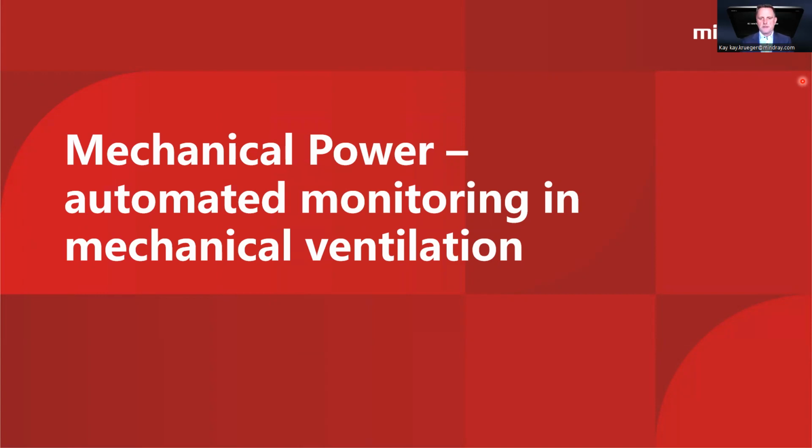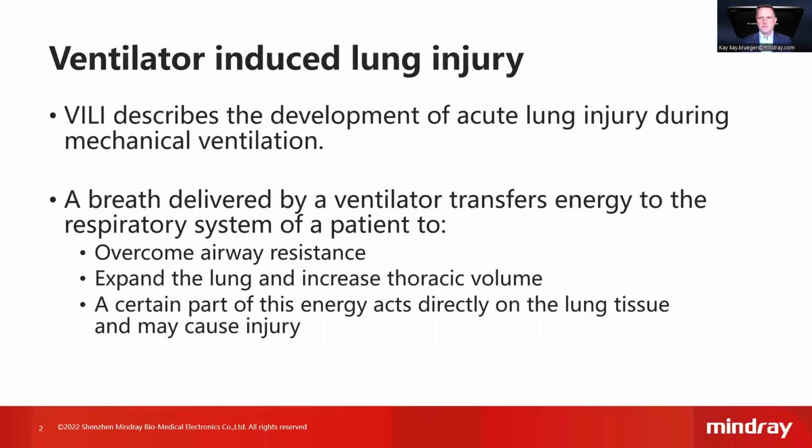Let's start with some of the basics about ventilator-induced lung injury. Ventilator-induced lung injury describes the development of acute lung injury that is happening during mechanical ventilation. It's quite obvious that if a ventilator delivers a breath to a patient, it transfers energy to the respiratory system. This energy is required to overcome airway resistance, expand the lung and increase the thoracic volume. But a certain part of that energy also acts directly on the lung tissue, and that may cause lung injury.